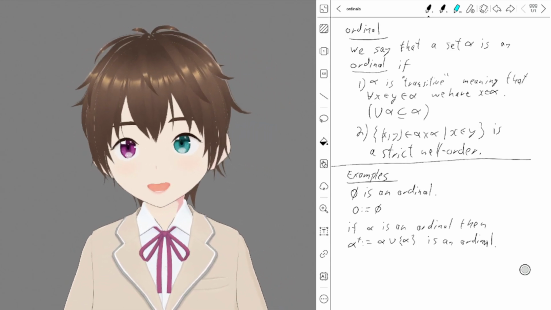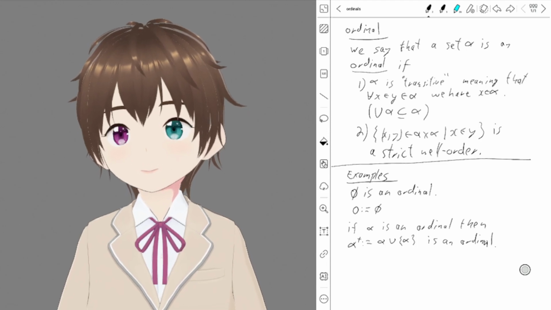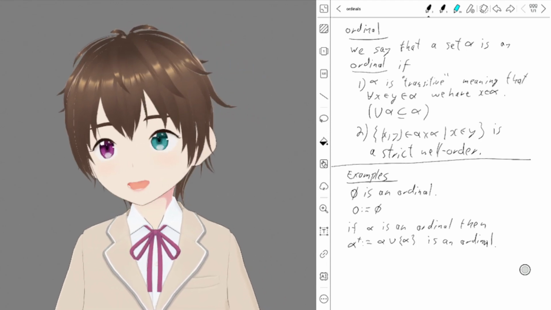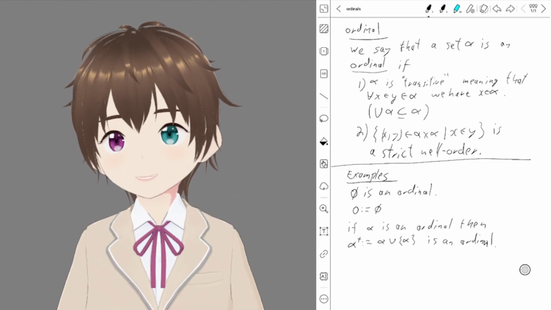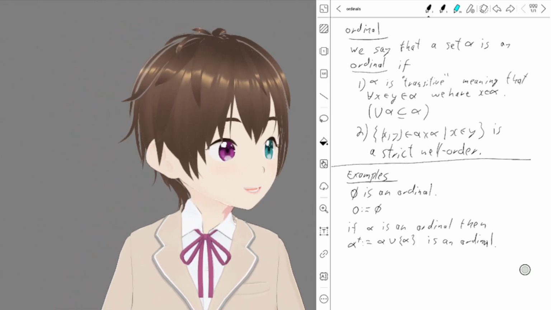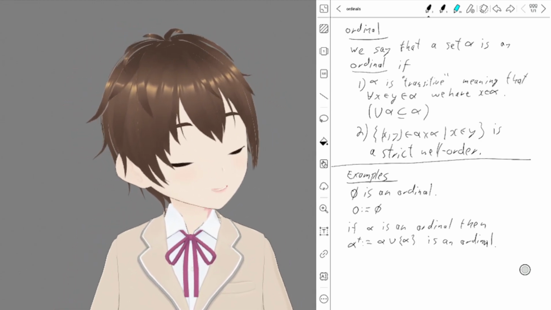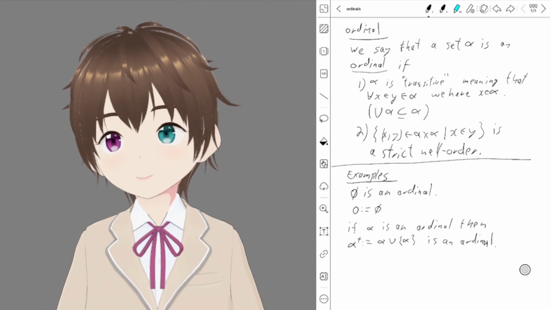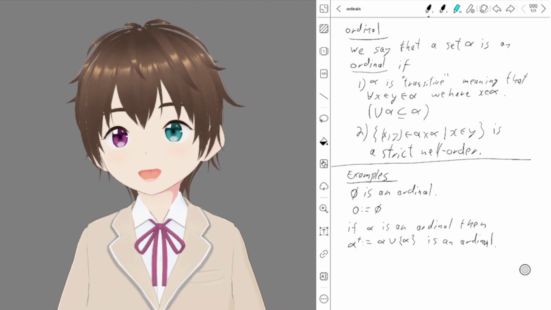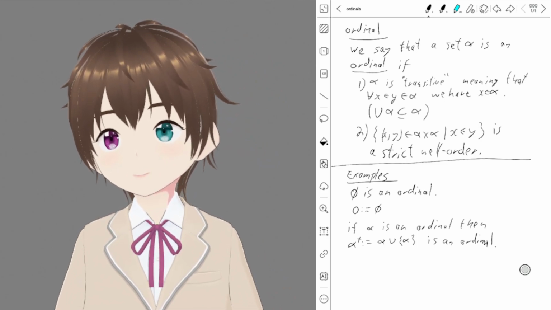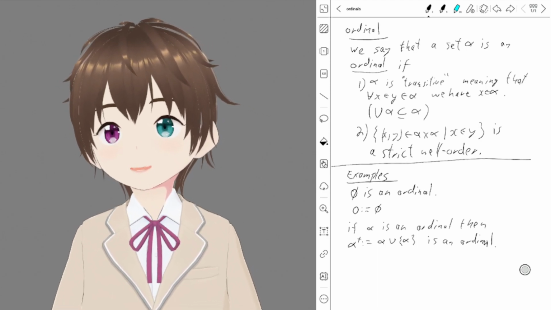I've got an element of alpha that I've adjoined, and then that's in the set because I've got all the elements of alpha in the set. So it's transitive. And why is it a strict well order? Well, everything in alpha is comparable by assumption, and everything in alpha is comparable to alpha because it's an element of alpha. So this alpha we've adjoined is sort of the biggest element.